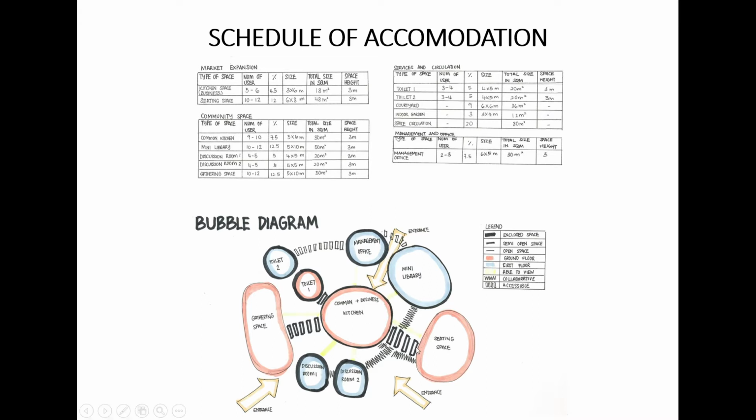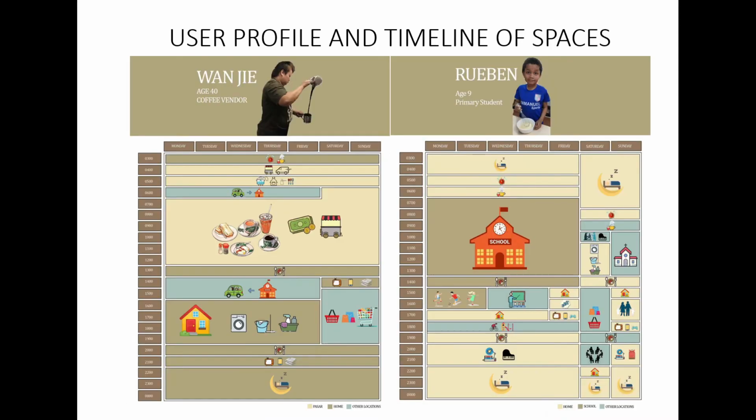And this red color is the ground floor, and the blue color is the mezzanine floor, which is the floor above. So above there will be a mini library and discussion room and also the management office. This mini library is basically for the students. And as you can see from this bubble diagram, all the spaces are looking towards the kitchen, because I want everyone in this space to have a connection with this kitchen, as it is the main activity of the community space.